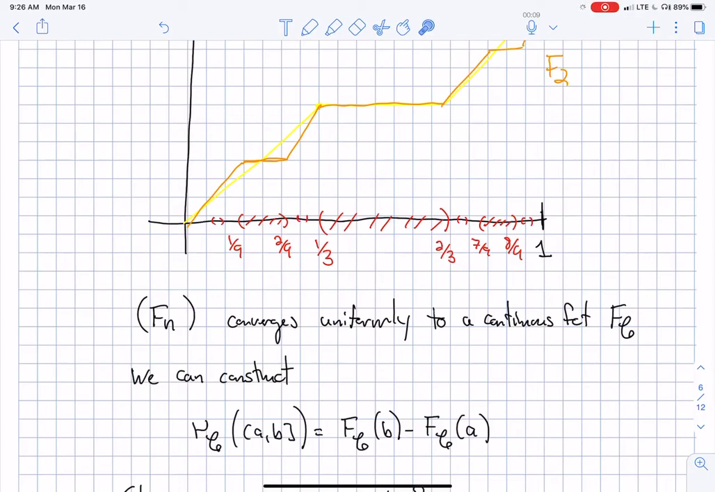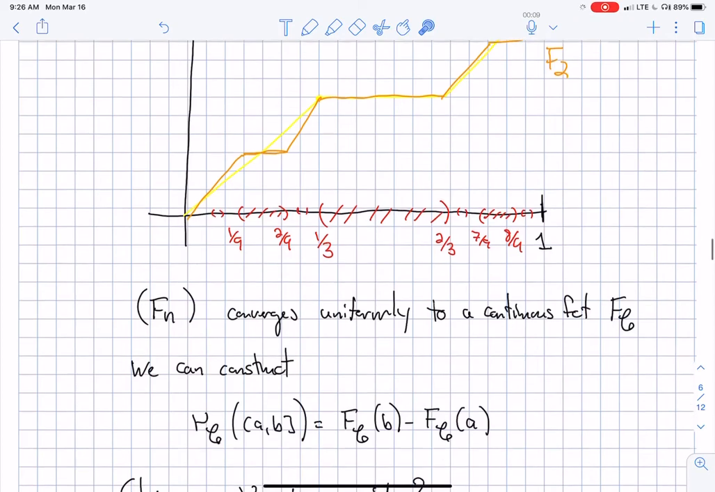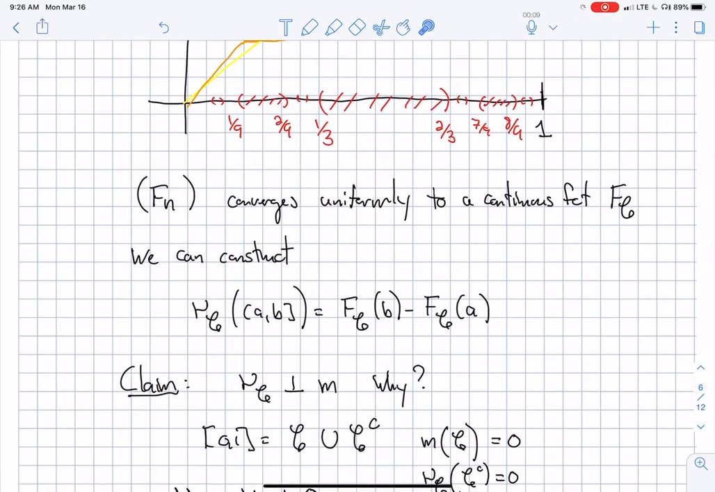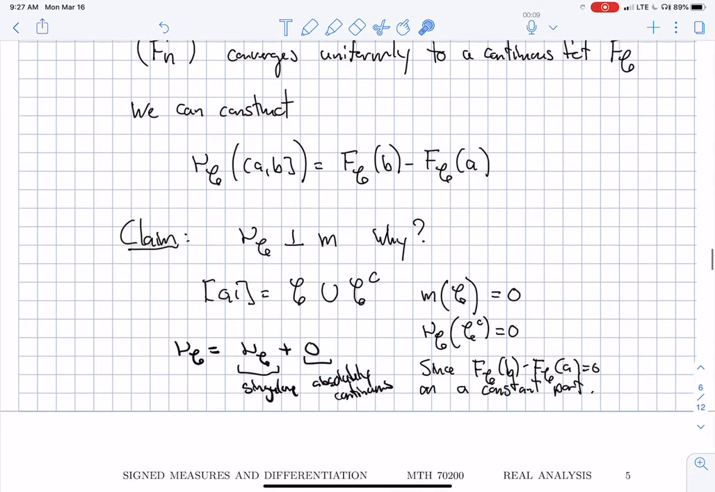That's a simple exercise. So therefore you have a limit, and this limit is a continuous function because the convergence is uniform. It's an increasing function, might be constant on the complement of the Cantor set. And so what's the measure? Again, let's call it the Cantor measure: of any set (a, b] it is f_C(b) minus f_C(a), where f_C is the Cantor function.